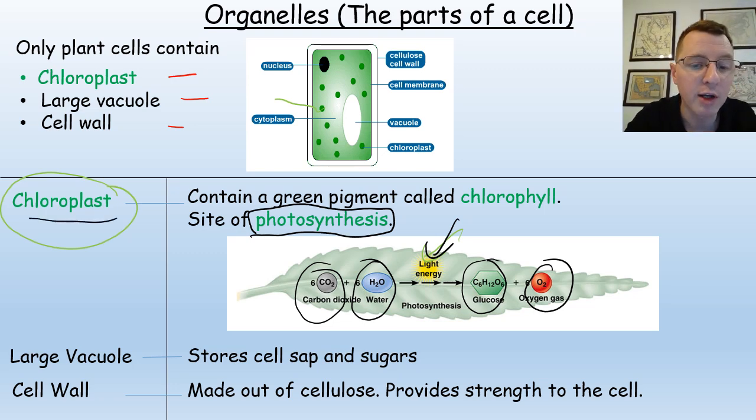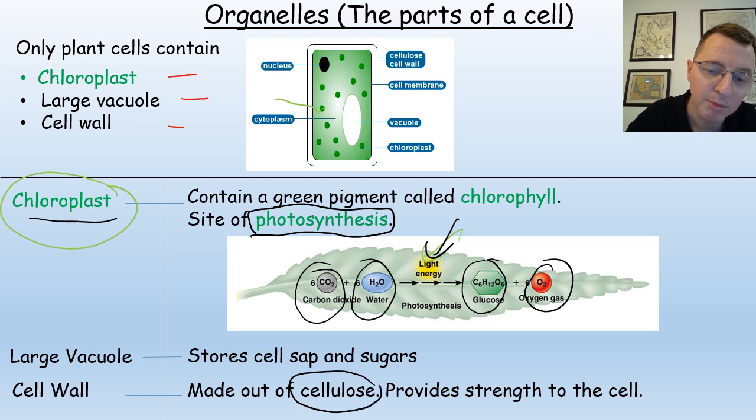We also have a large vacuole which will store cell sap and sugars, and a cell wall, most importantly, as you'll remember from a classification video, made out of cellulose, and that provides a lot of strength to the cell. Plants, particularly trees, can grow incredibly tall, far taller than an animal could ever grow, because each individual cell has a cell wall providing strength.